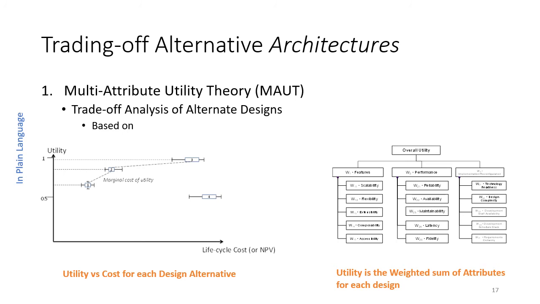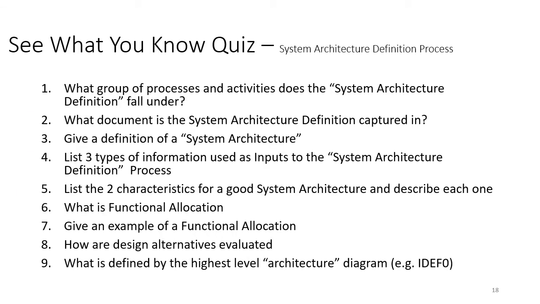The utilities are estimated or calculated based on a value hierarchy or a weighted sum of attributes, and those attributes are scored and then multiplied by the weights and then summed together to generate the overall utility for the individual architectures. So with that, we come to the end of this video.